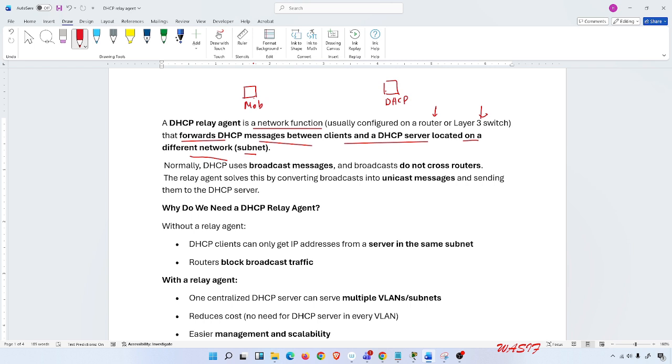So if you have already seen the DHCP configuration, you already saw how it works. In the same network, you don't have to do anything. You don't need any relay agent. Normally DHCP uses broadcast messages, and the broadcast message does not cross the router. The relay agent solves this by converting the broadcasts into unicast messages and sending them to the DHCP server.